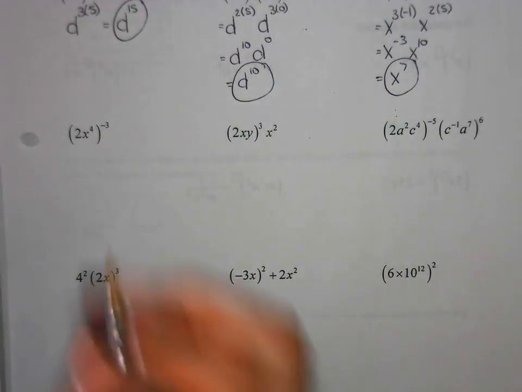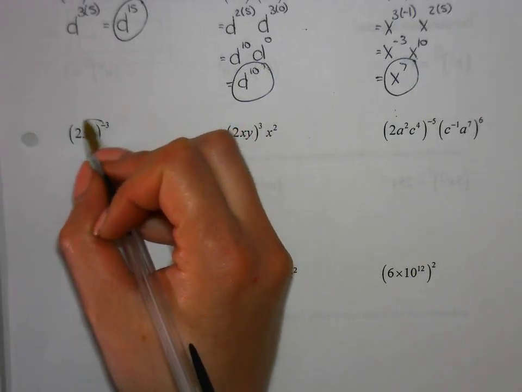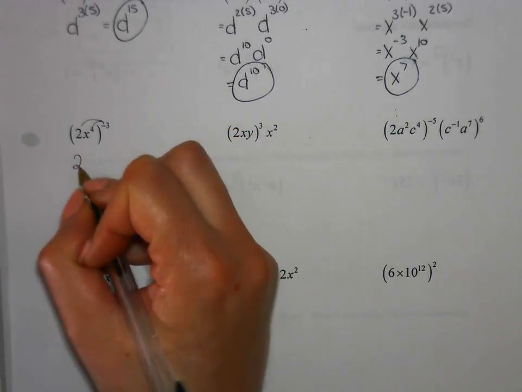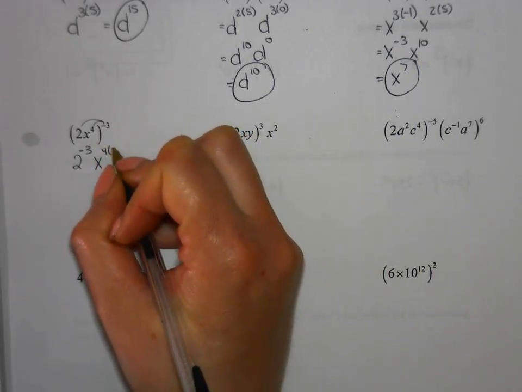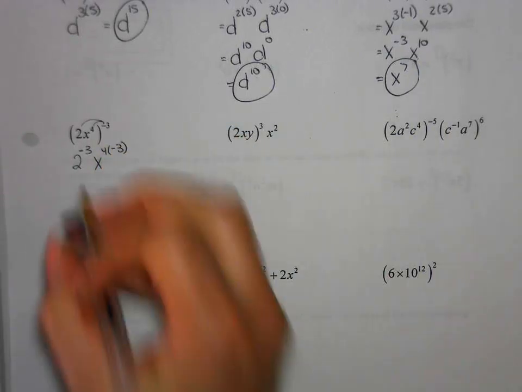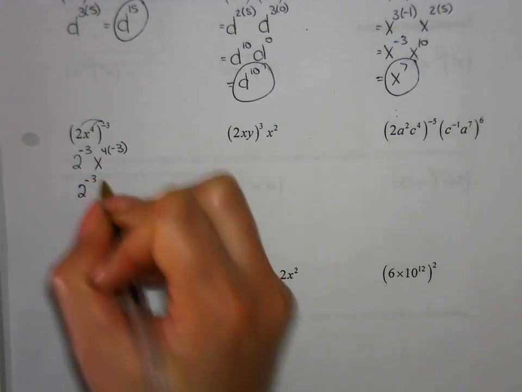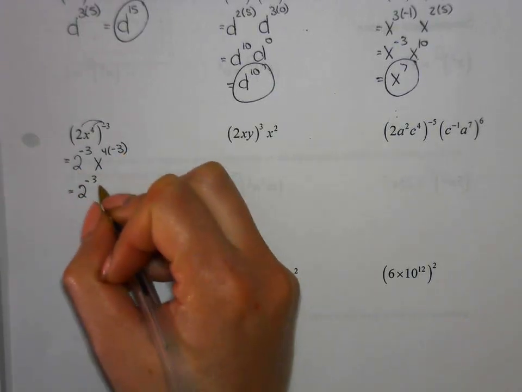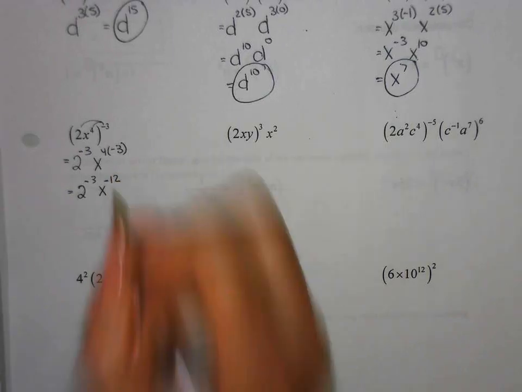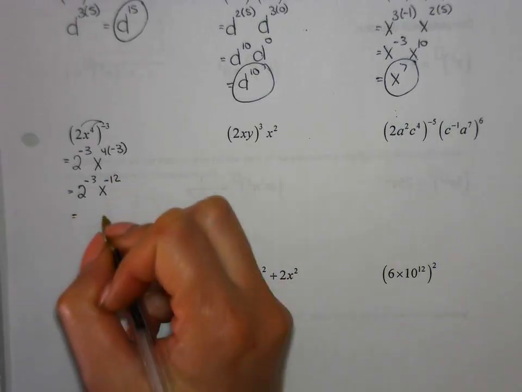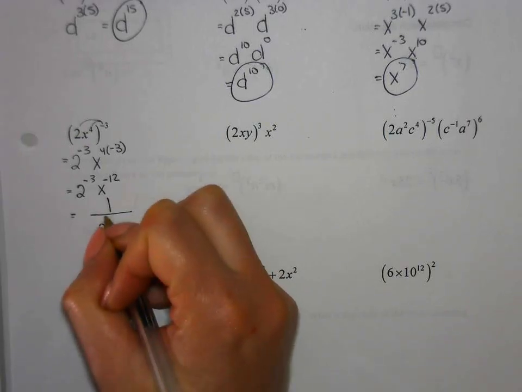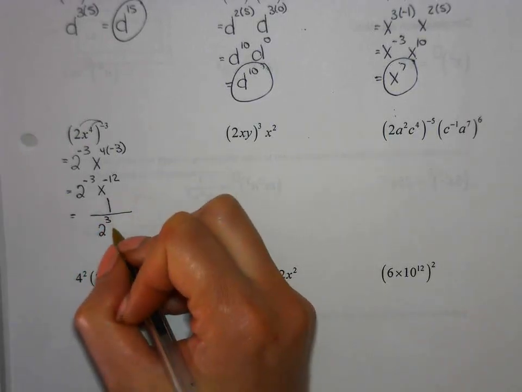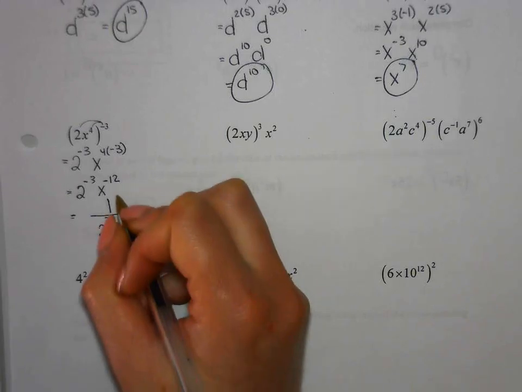Here we're going to use the product to a power. So we're going to have 2 to the negative third power, x to the fourth power, all times negative 3. So 2 to the negative third power times x to the negative 12th. And so we can simplify this without having negative exponents. We're going to have 1 divided by 2 to the positive third exponent times x to the positive 12 exponent.